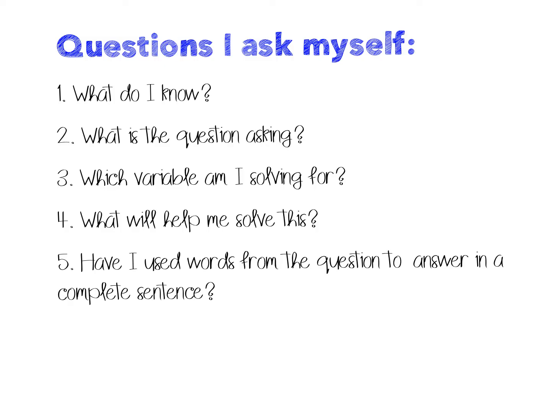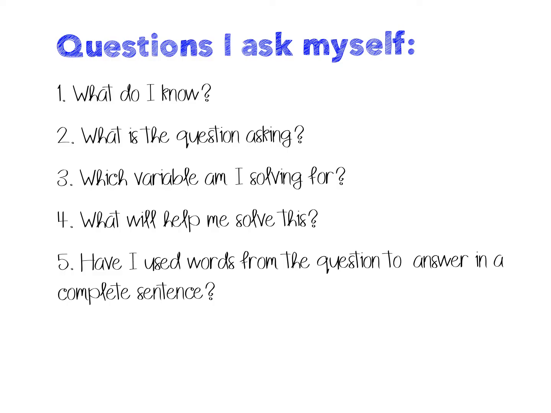Alright, so these are the questions that I ask myself as I think through these contextual word problems. I always start with, what do I know? That's always a great place to start. So I'm analyzing the text to determine the given information. Then, what is the question asking? Because if they're asking for height, then somewhere in the problem they're going to give you the time. If they're asking for time, then somewhere in the problem they're going to give you the height. Which ties to question 3, which variable am I solving for? Once I determine what the question is asking, that's going to tell me if I'm looking for height or time. And then, what will help me solve this?